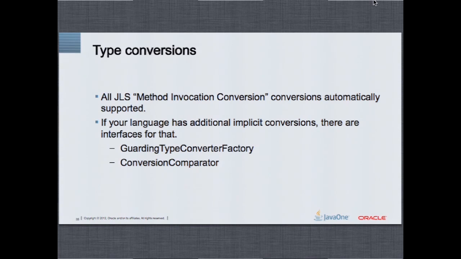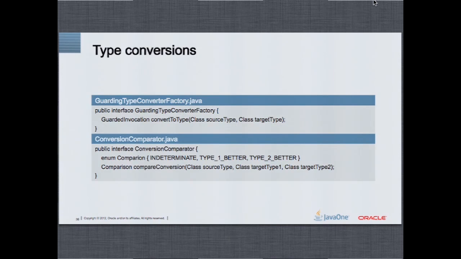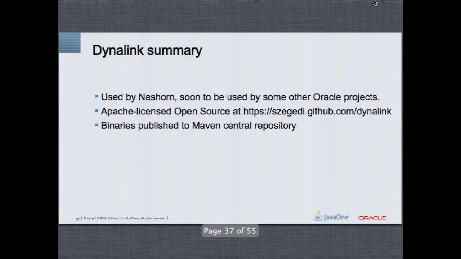And for that, we introduced conversion comparator, which can augment the Java language specification overload resolution rules. It basically compensates for the ambiguity in allowing more type conversions. Yeah, that's not too important.